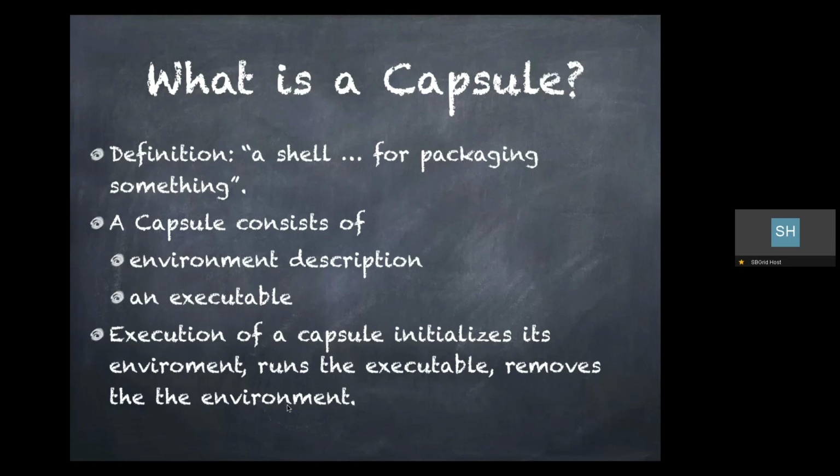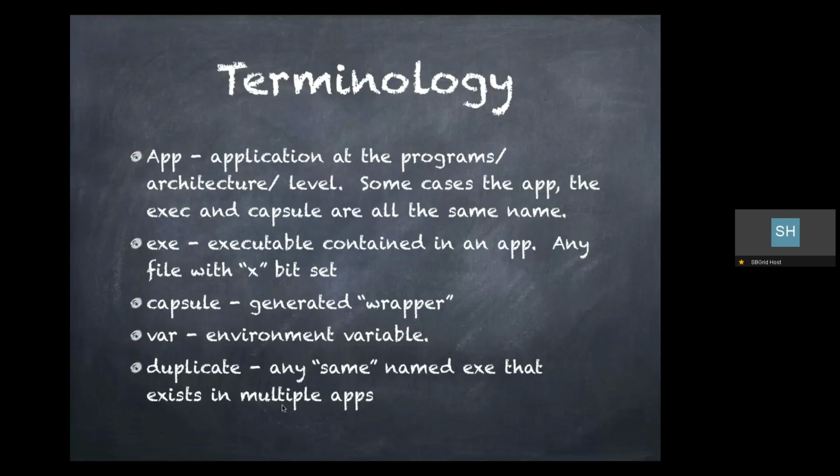This is just a little bit about the terminology in case you come back and you're confused. I use the term app or application to refer to any title that's in our tree. An executable is any file that has the execute bit set in that application. The capsule is generated. We don't build these by hand. That's what differentiates it from a general wrapper. Var stands for environment variable, and a duplicate is any executable that exists in multiple apps. It has the same name. It may not do the same job, but it looks the same from the environment perspective because they're named the same.